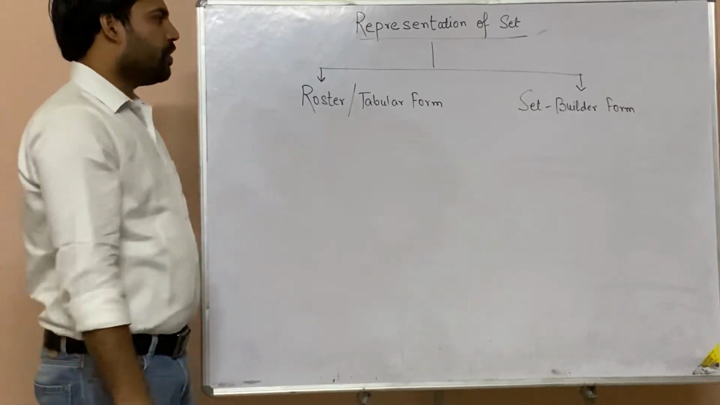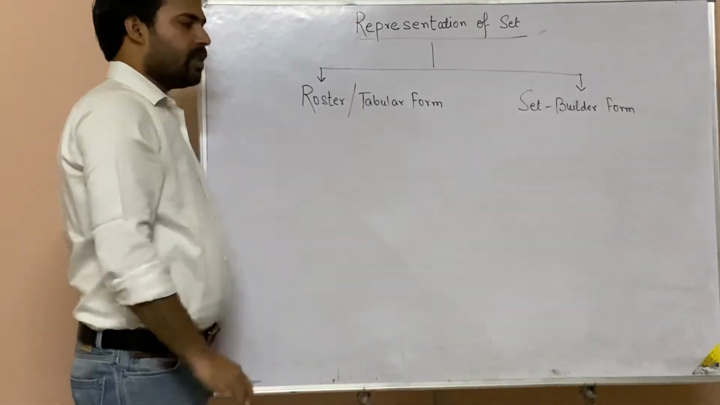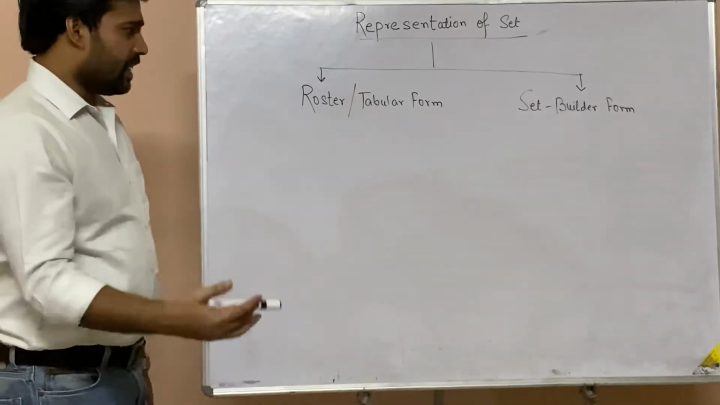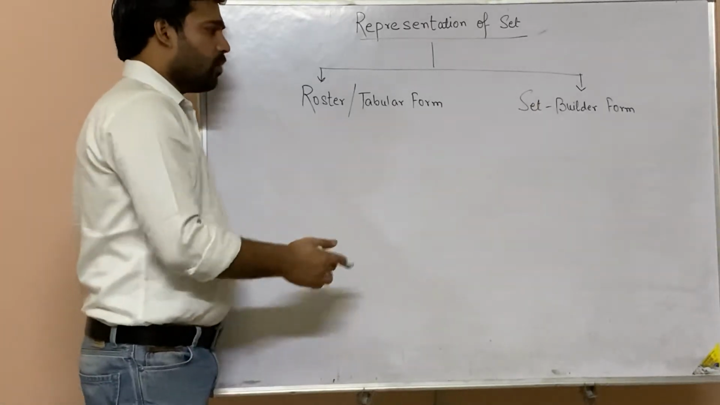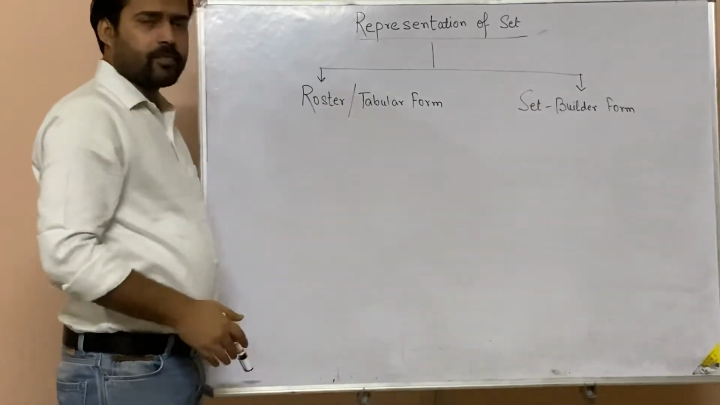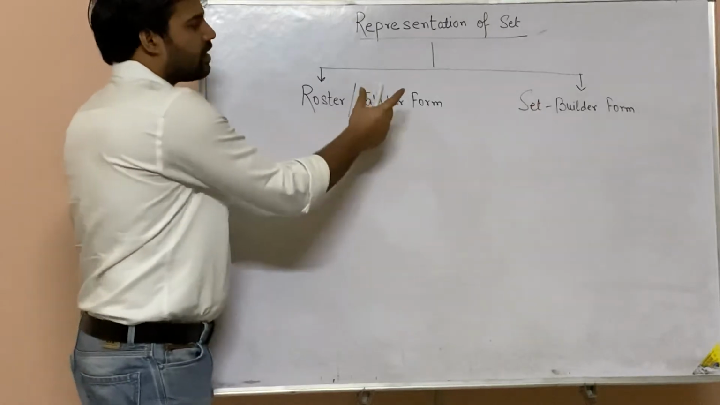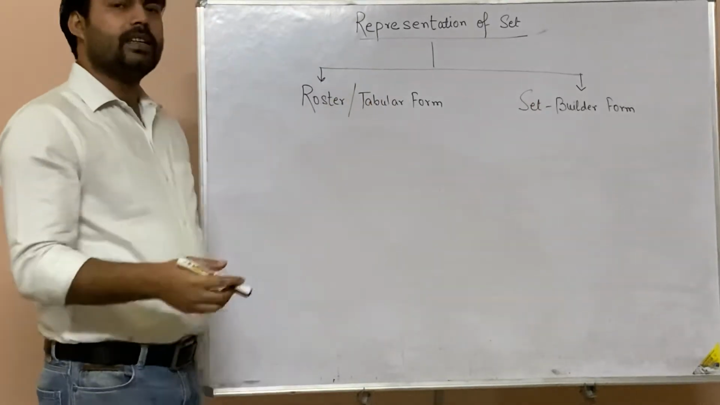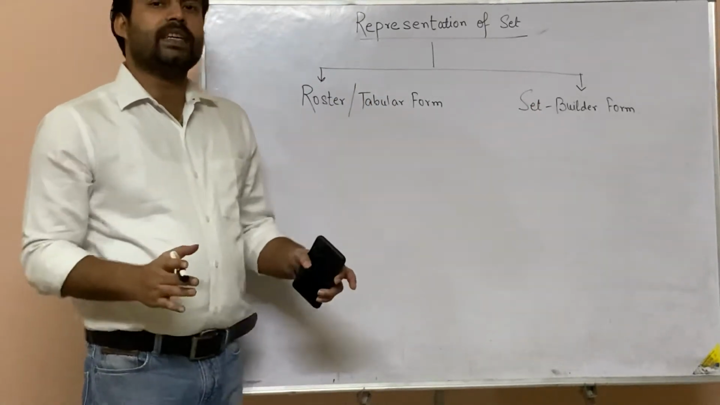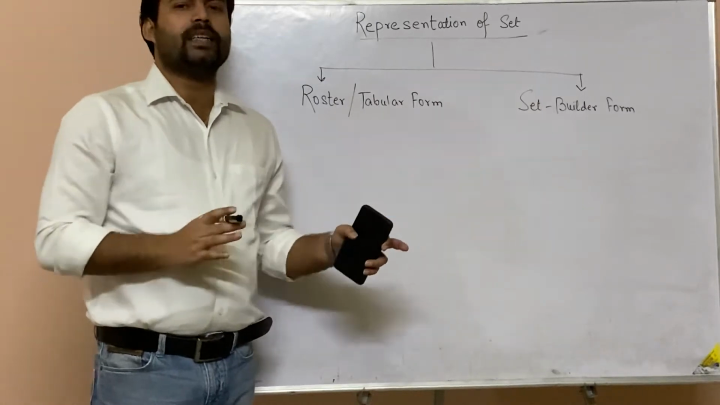Clear? So before we move on to this roster and set builder form, let us first understand what they signify. Now see, this tabular form or roster form is basically what? This is representing each and every element independently.